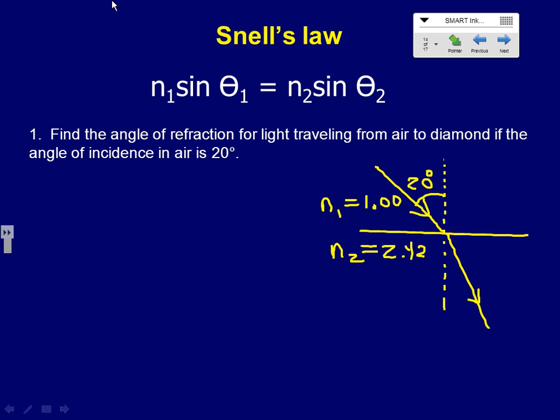Because I'm using 1s and 2s instead of angle I's and angle R's, because this is the angle in the air, this is theta 1. And if you had room, you could write it in that little wedge there. I just didn't have enough room. And I want to find the angle in here, theta 2. So when it asks for the angle of refraction, I'm looking for theta 2. Okay? That's what I'm solving for. N1 sine theta 1 equals N2 sine theta 2.